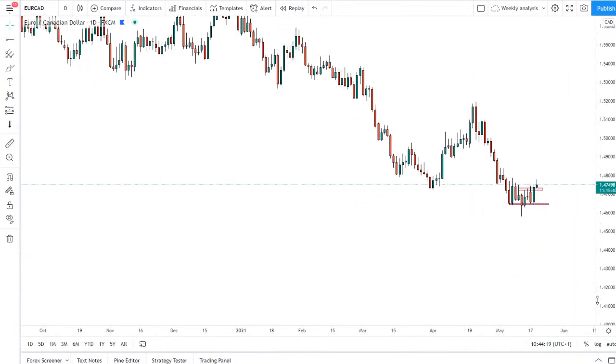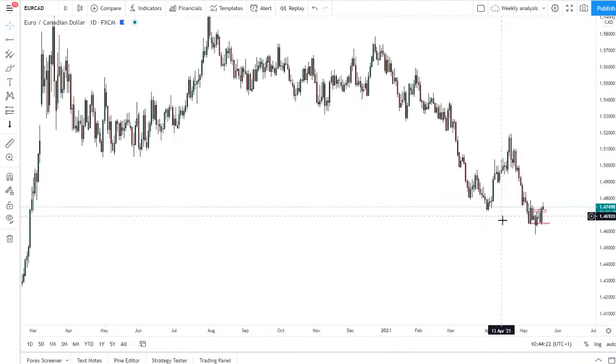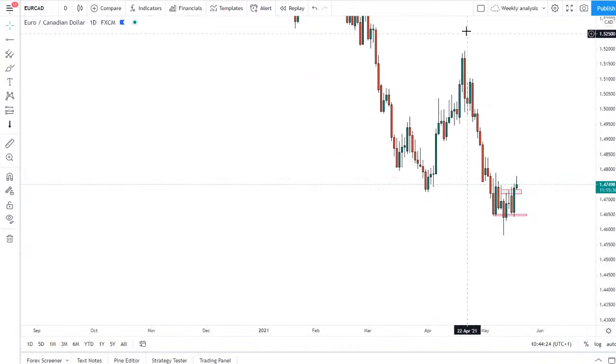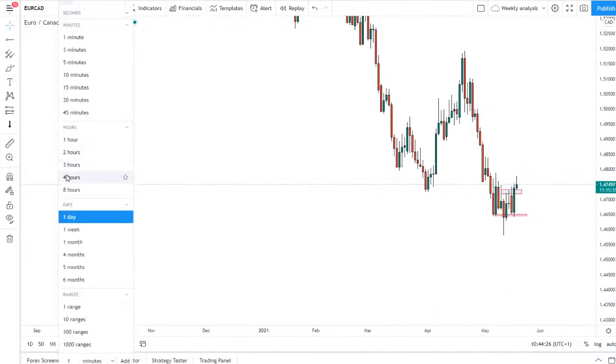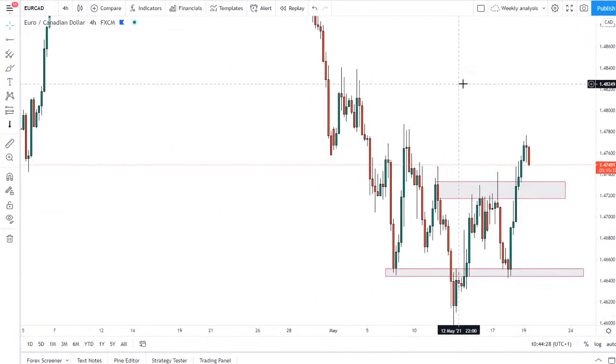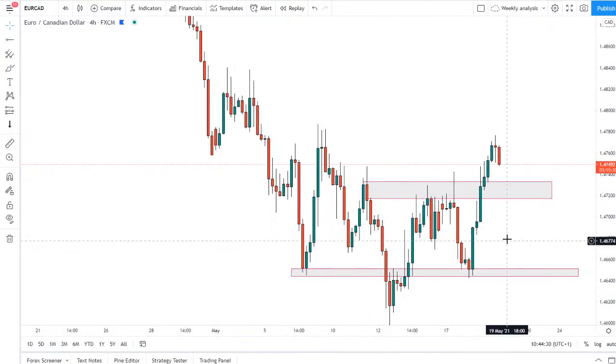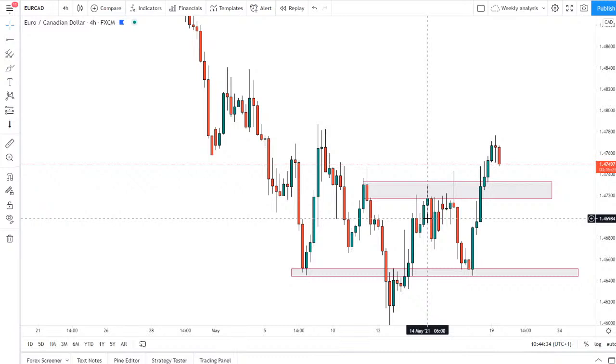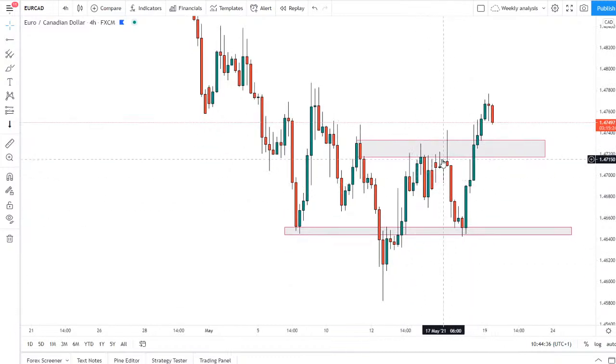EURCAD, so for EURCAD, again, you can see very bearish trend here in the market. Recently had a big pullback, giving us some new lows there. Here on the 4H, you can see you've had a push to the upside. Price action is trying to turn bullish here. Did break through this level here.